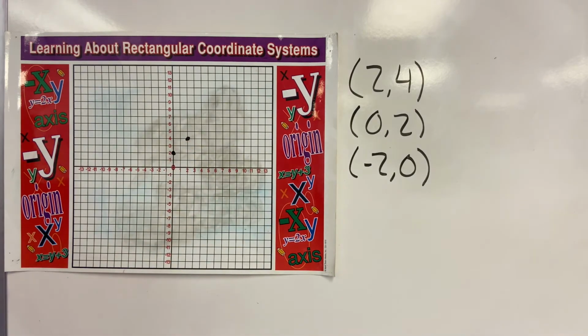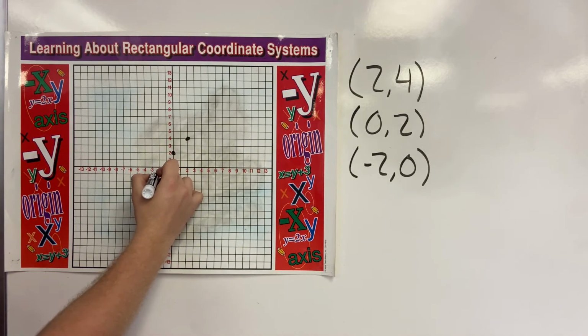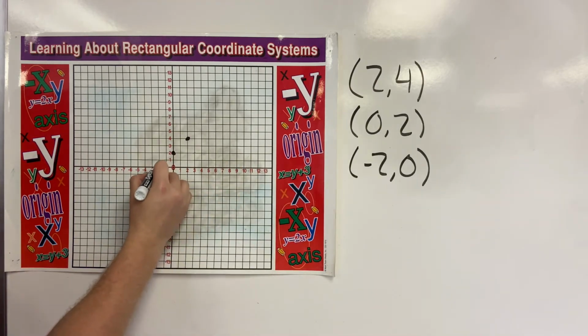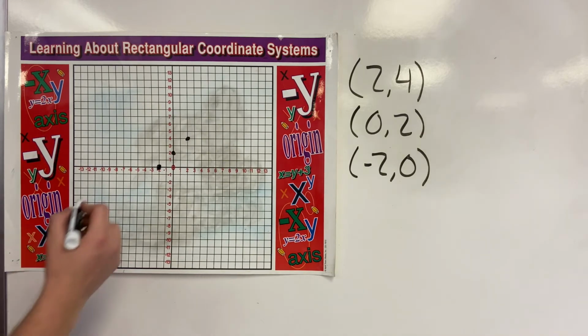And then next is (-2, 0). So we're going to move over to the left 2 spaces. We're not moving up or down because of that 0. And we're plotting our point there. Notice that all 3 of these dots are creating a straight line. So in order to draw our line, we simply just have to connect the dots and draw a line.